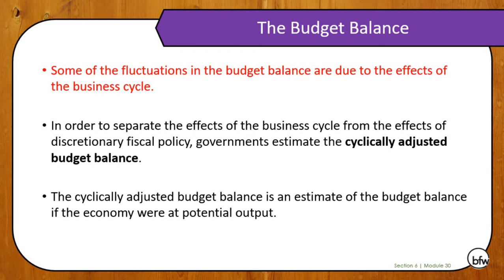Now, some of the fluctuations in the budget balance are due to the effects of the business cycle. If we have an expanding economy, we're going to have an increase in tax revenues, which is going to reduce the deficit or increase the surplus. If we have a recession, the government is going to be spending more on automatic stabilizers, but they're also going to be taking in less tax revenue because there are going to be fewer people working and paying federal income taxes. So some of those changes are caused by the business cycle.